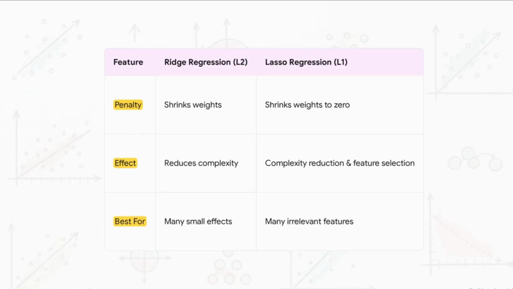And there are a couple of popular ways to apply this penalty. The two big ones are ridge and lasso. Think of ridge as a gentle leash. It just kind of pulls back on all the model settings, shrinking them all a little bit to keep things from getting out of control.